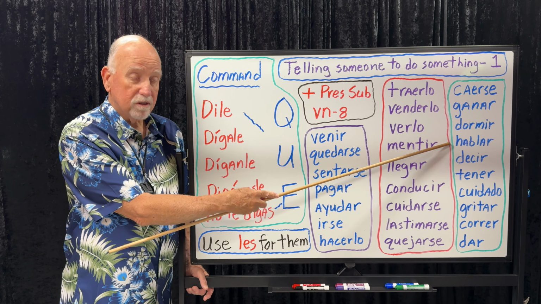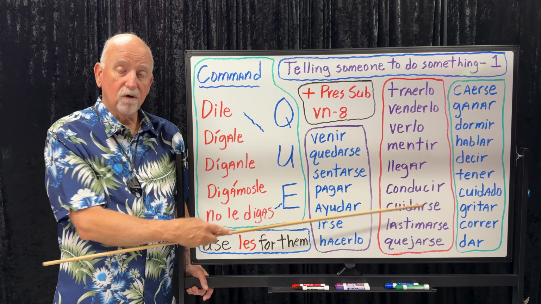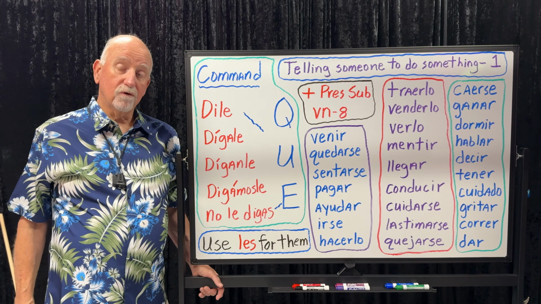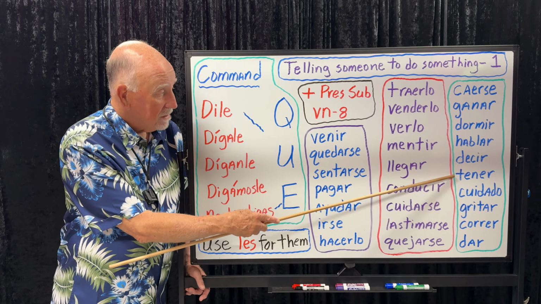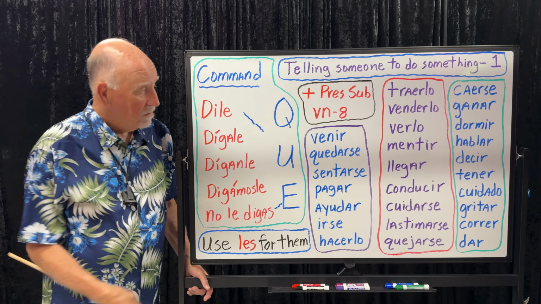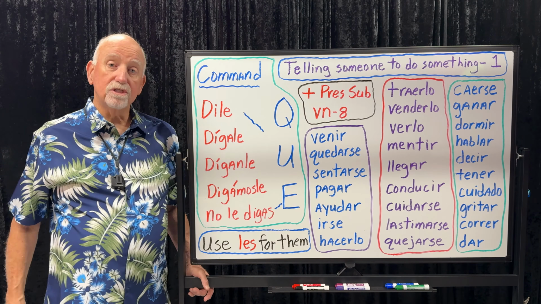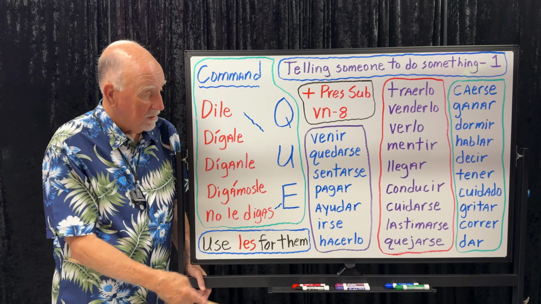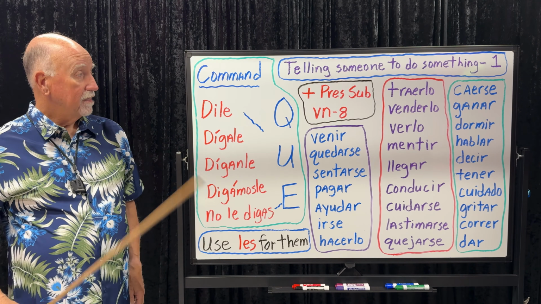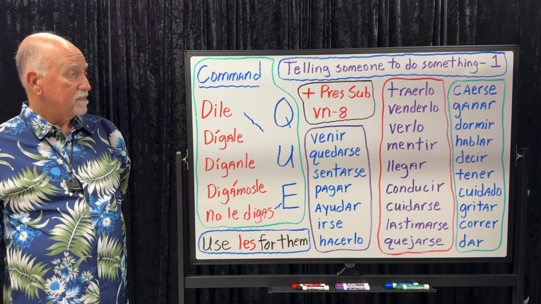Hablar, to talk or speak. Decir is a go verb. Tener is a go verb, to have. Tener cuidado is to be cautious, to be careful. Gritar, to shout. Correr, to run. And dar is to give. Okay, so let's start practicing.